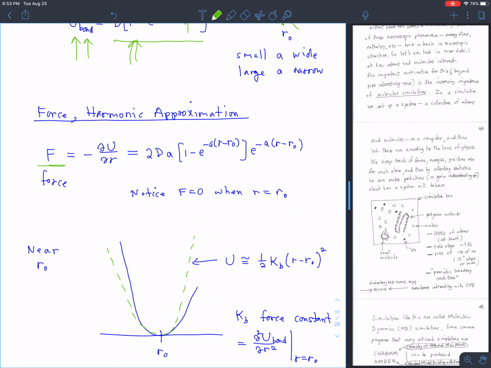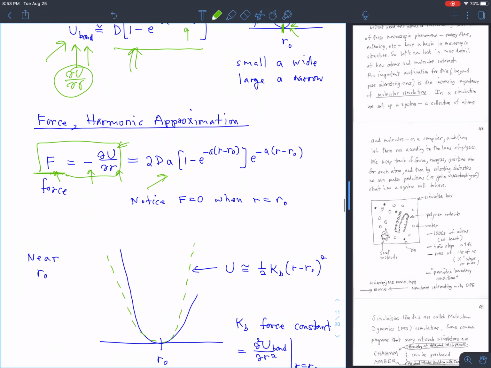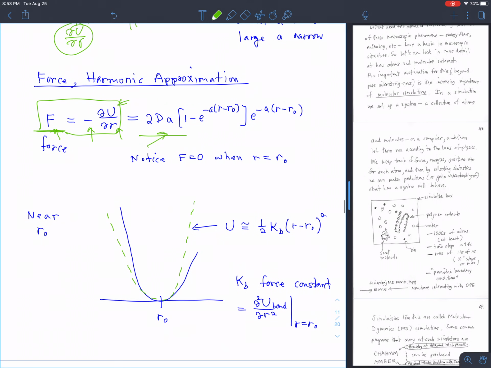First of all, this is a general relationship that's good to remember if you don't know it already. The forces acting on the atoms are equal to minus the derivative of the potential with respect to r. So if you take this function up here and take the derivative of that with respect to r, then you'll get the forces that are acting on the atom. And here's what you get when you take that derivative.